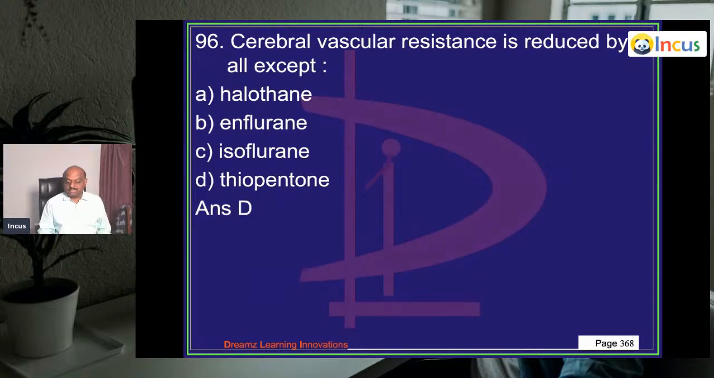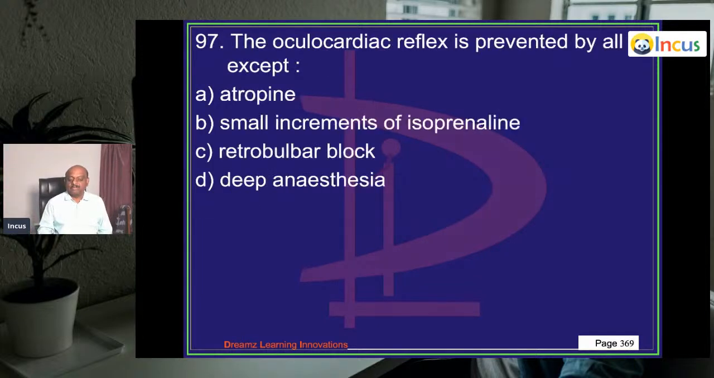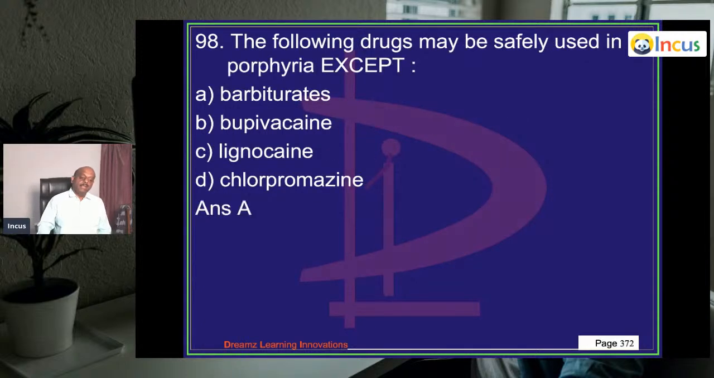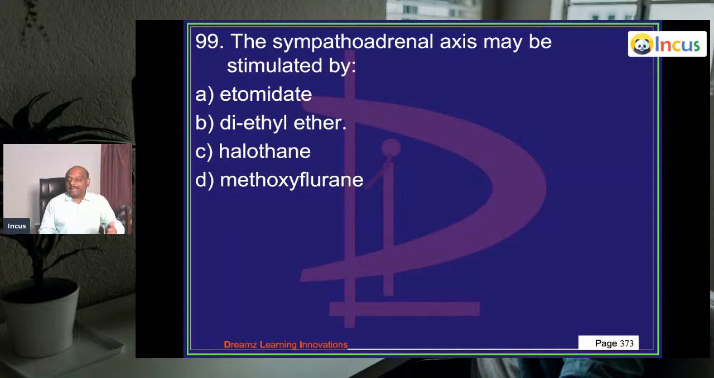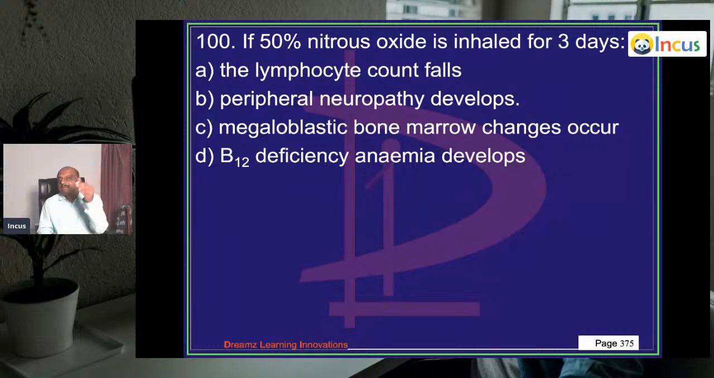Cerebral vascular resistance is increased by thiopentone. Oculocardiac reflex is prevented by retrobulbar block, deep anesthesia, atropine, all of them. In porphyria, you cannot use barbiturates. Sympathoadrenal axis is stimulated by diethyl ether. With 50% nitrous oxide, if inhaled for 3 days, megaloblastic bone marrow will develop, one of the important side effects of nitrous oxide.